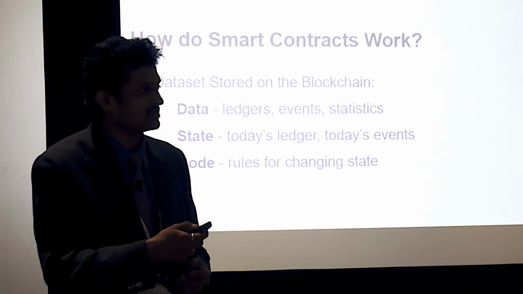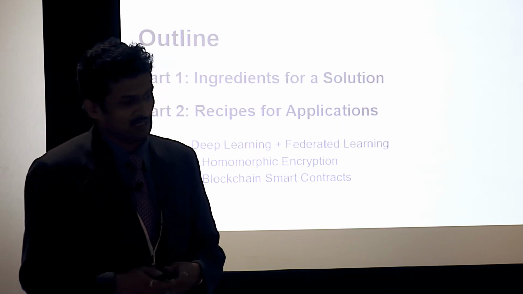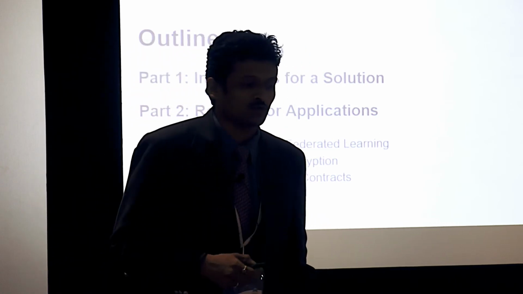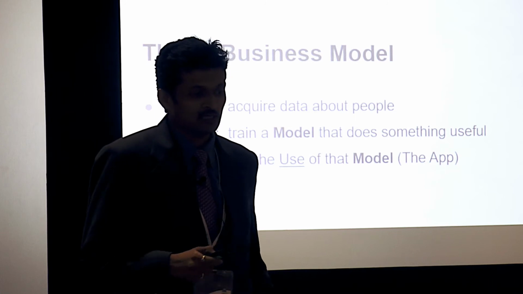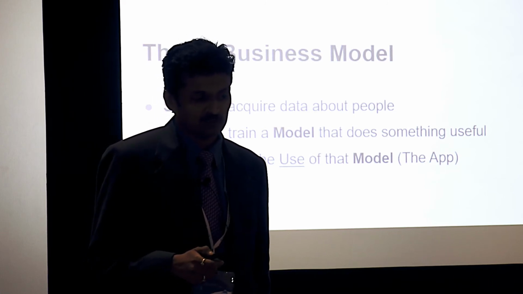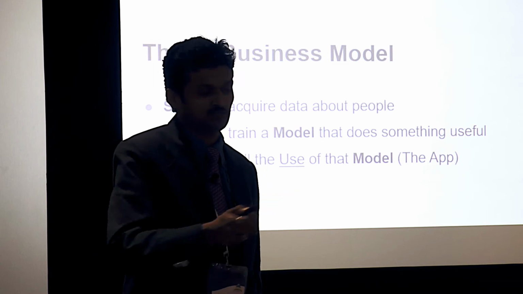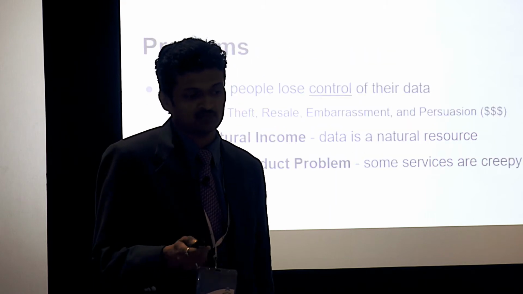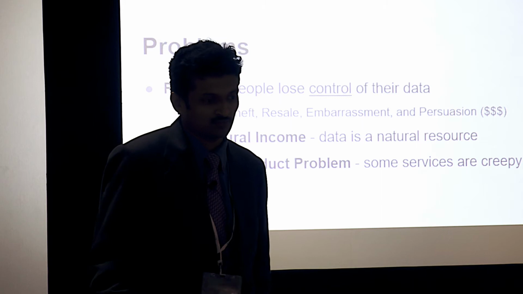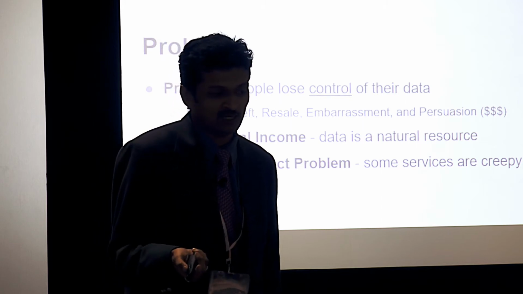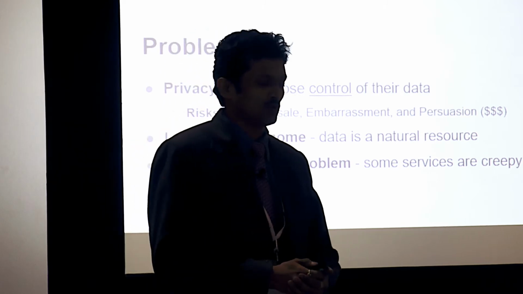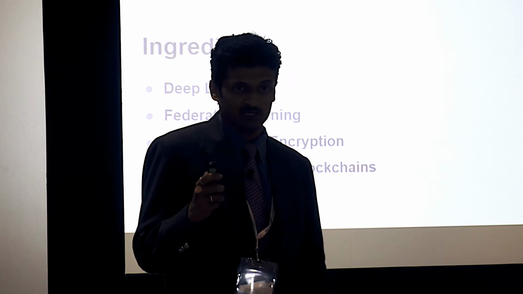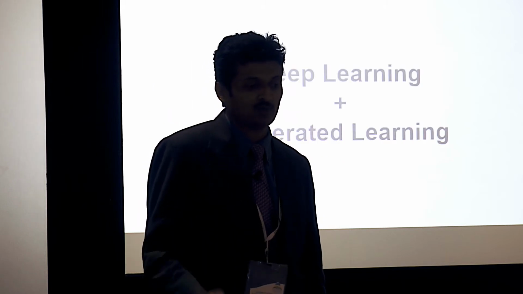So the smart contracts enable the incentive systems, and these are the outlines. But we need to use all of those four ingredients for the recipe, right? You cannot just have some parts of the system, because then we will fall back on the centralized model. So you need all of them. In the existing legacy system, people lose control of their data. Like I said, some services are creepy, and data is a natural resource, so you don't want to lose any of that. So all the ingredients are, like I said, deep learning, federated learning, homomorphic encryption, smart contracts, and blockchain.